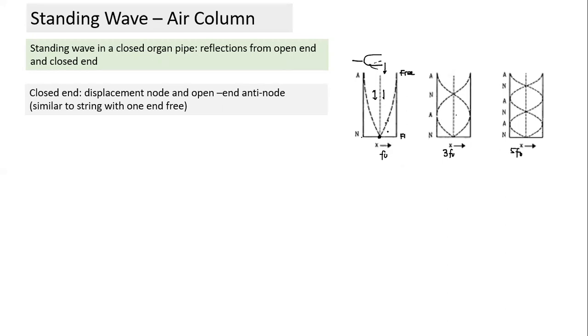So the formula for a closed pipe is exactly the same as for a string free at one end. Which formula do we use here? Exactly the same formula. The only difference is this: in the case of a string, velocity V is the velocity at which the wave travels in a string. Here this V will be equal to the sound velocity.